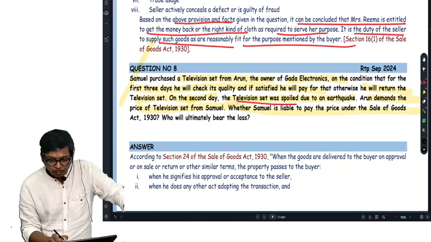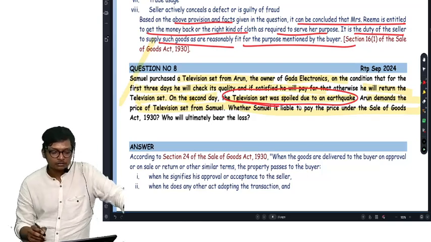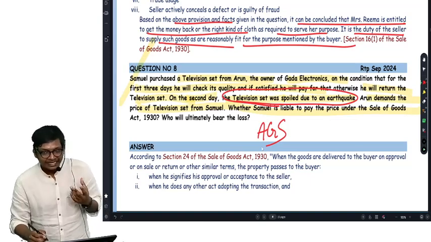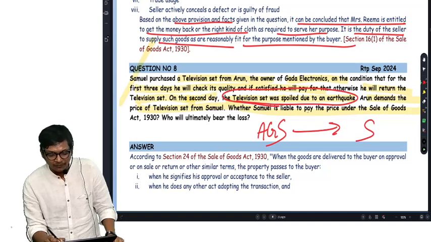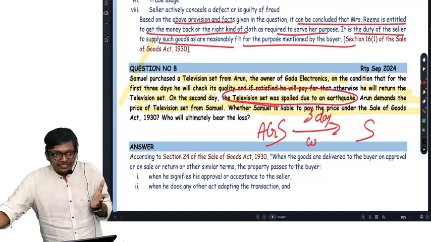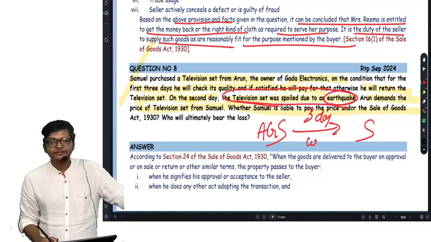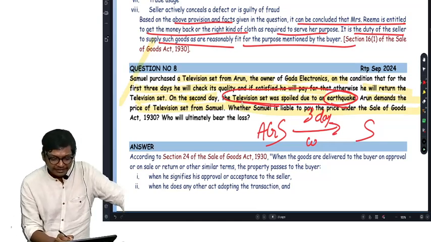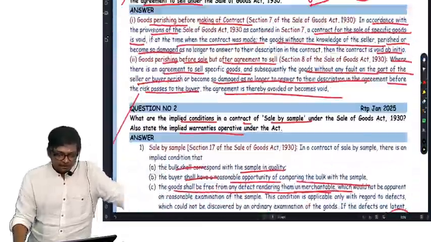The TV was spoiled due to an earthquake. Now is this a sale or an agreement to sell? Agreement to sell. In an agreement to sell, we saw this in the first question also. Here the agreement to sell will become a sale after how many days? 3 days, if the conditions are met. Now before the agreement to sell has become a sale, the goods are destroyed because of an earthquake. Not my fault, not your fault. The TV set is spoiled due to an earthquake. See the first question.